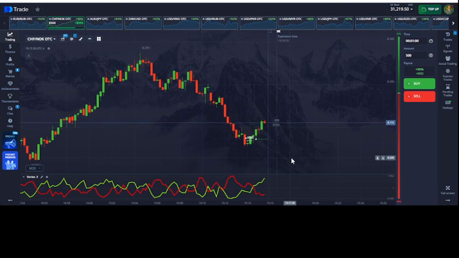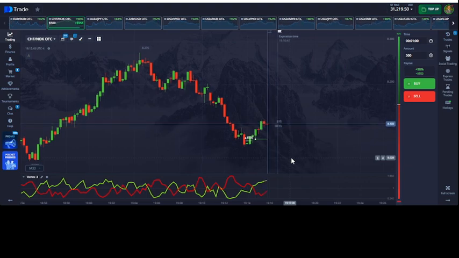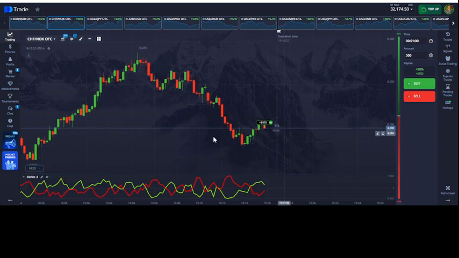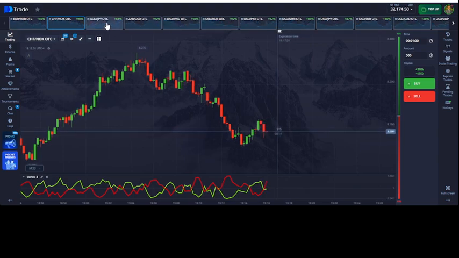We have about 10 seconds left in the trade. Okay, so that trade was in the money. All right, so let's go and analyze and look for the next currency pair.